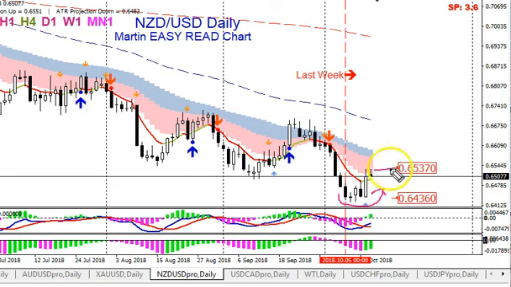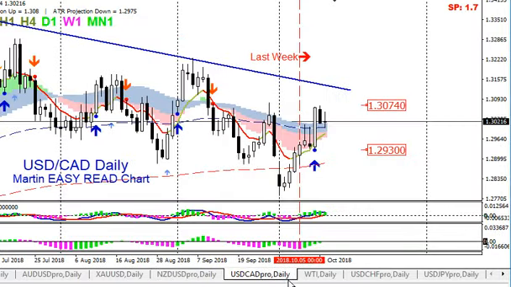Okay, so buys above 0.6537, okay, right above this area. Sells, if you think price is going to come down lower, then look for sells below 0.6436. Okay, now we move to the US CAD.